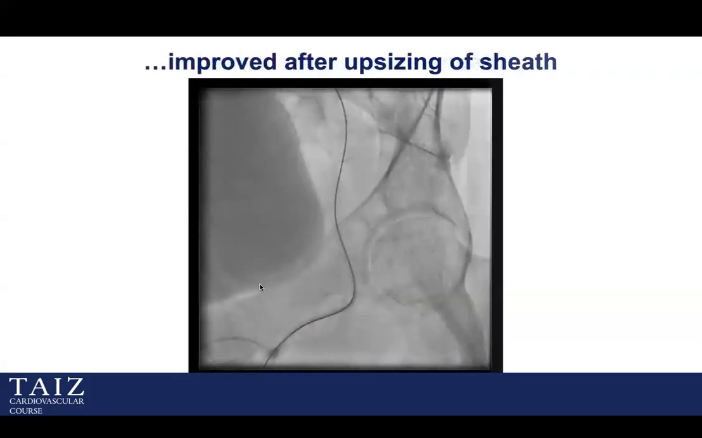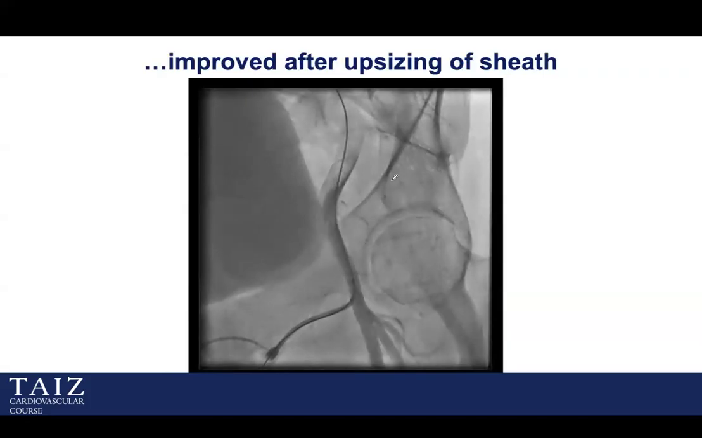And so what you do in these cases is basically upsize the sheath. If it's a 6 French, you go up to 7 or 8 French so that it stops the extravasation. As you see here, it sealed it well. And then at the end of the case, finish your case and then close it with a closure device.